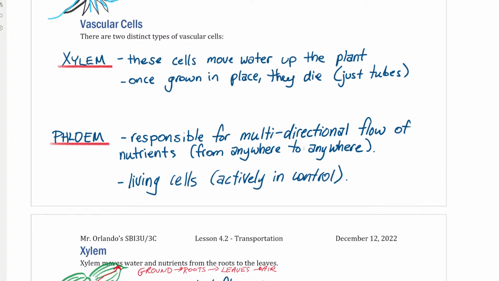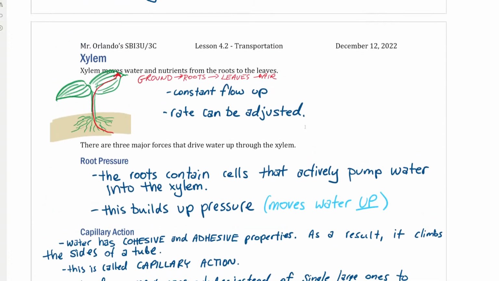Now, looking at xylem yesterday, we said again, these are responsible for that constant flow up. And even though the tubes themselves are dead, the rate of flow through the xylem can be adjusted. How does that happen?